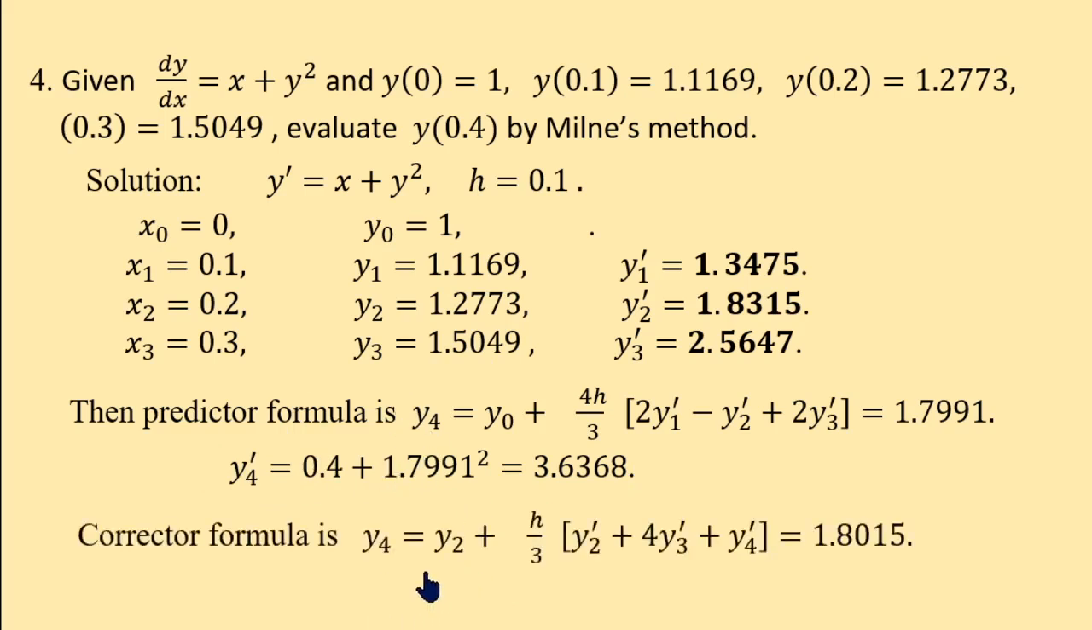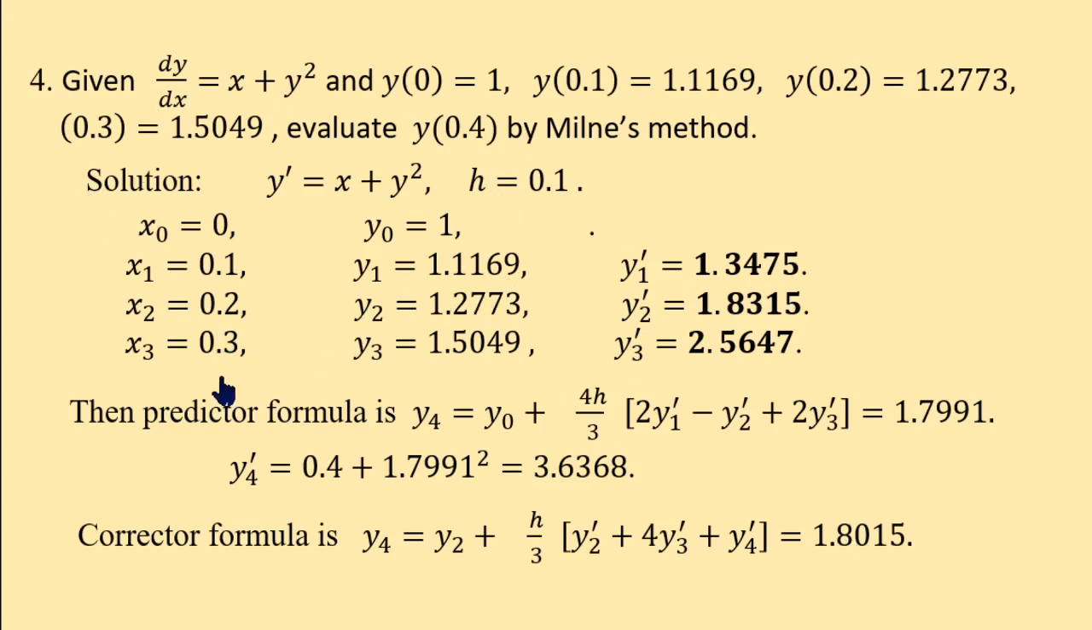The corrector formula of y4 is y2 plus h by 3 into y2 dash plus 4y3 dash plus y4 dash. y2 is 1.2773 plus h by 3, 0.1 by 3, into y2 dash 1.8315 plus 4 times 2.5647 plus what we just calculated, y4 dash, that is 3.6368, close the bracket, you get 1.8015. So this is the y4 corrector value. Therefore, y at point 4 is 1.8015.